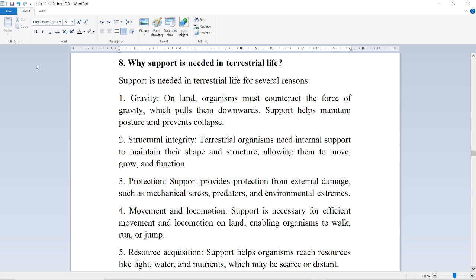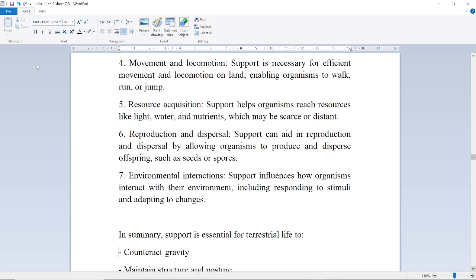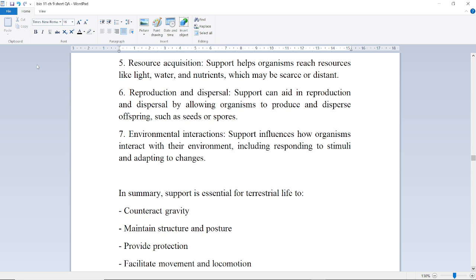Next is structural integrity. Terrestrial organisms need internal support to maintain their shape and structure, allowing them to move, grow, and function. Next is protection. Support provides protection from external damage such as mechanical stress, predators, and environmental extremes. Movement and locomotion: support is necessary for efficient movement and locomotion on land, enabling organisms to walk, run, or jump. Resource acquisition: support helps organisms reach resources like light, water, and nutrients which may be scarce or distant.